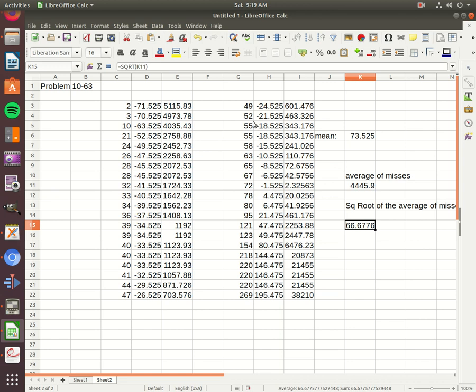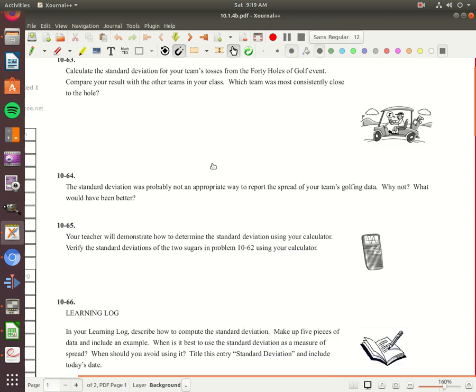Okay, so I calculated the misses, then I squared those misses, then I took the average of the misses, and then I took the square root of that. So again, ignore what I said about the standard deviation of the population. That will come up later. Shoot.